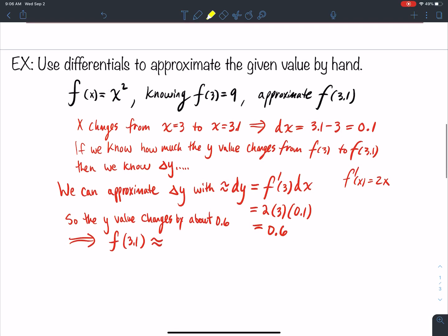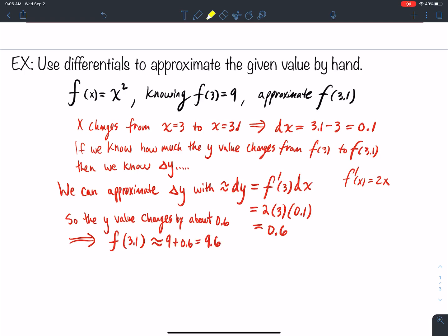So what does this mean? F of 3.1 is approximately 9, which is the output of f of 3, plus, well, how much did y change by? It changed by 0.6, so I'm going to add 0.6 to my output, and I get 9.6 as my answer.